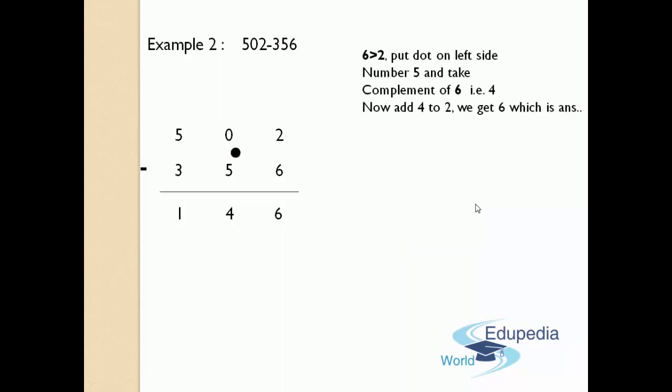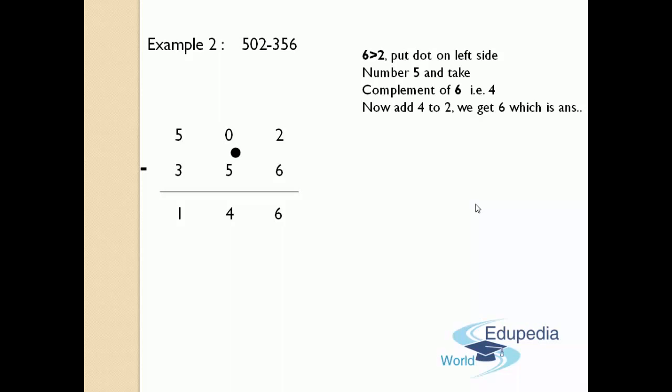After putting the dot on top of 5, come back to the first column. In this first column, the subtrahend digit is 6. Now we take the complement of 6. The number you get as the complement of 6 is 4. Now take this 4 and add the number above, that is 2, to this 4. The number you get here is 6. Now place that 6 in the answer's place.